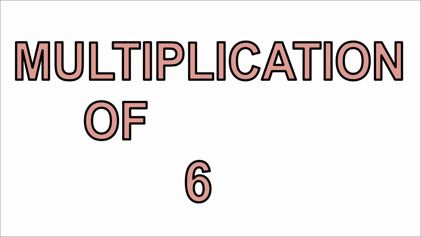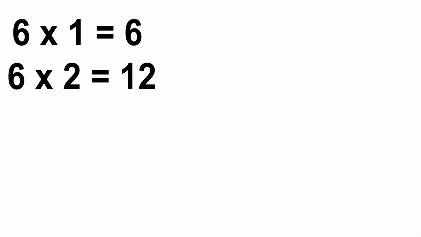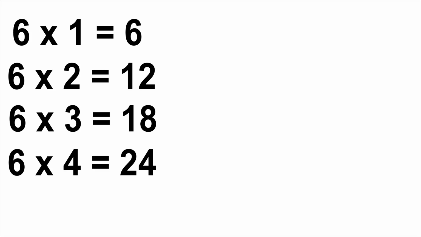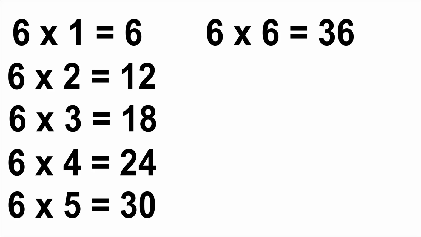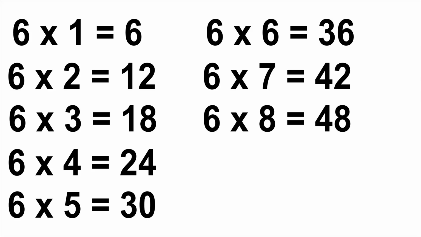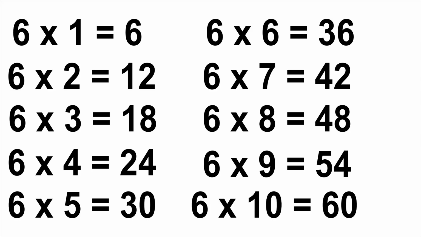Next, multiplication of 6. 6 times 1 is 6. 6 times 2 is 12. 6 times 3 is 18. 6 times 4 is 24. 6 times 5 is 30. 6 times 6 is 36. 6 times 7 is 42. 6 times 8 is 48. 6 times 9 is 54. 6 times 10 is 60.